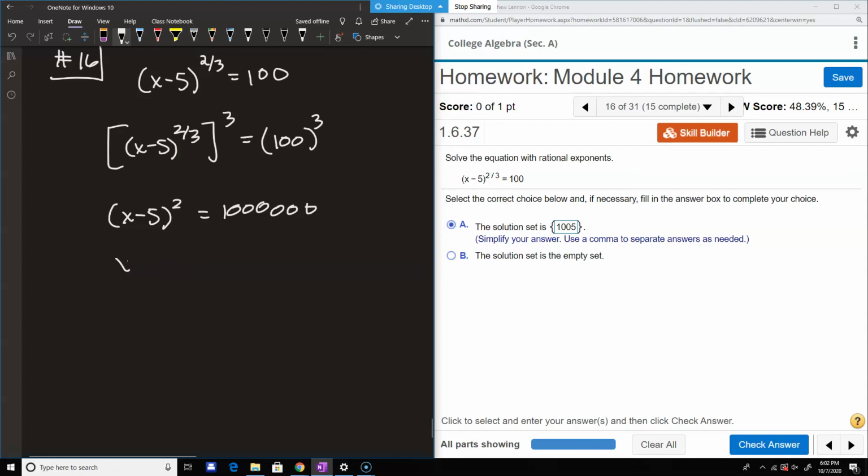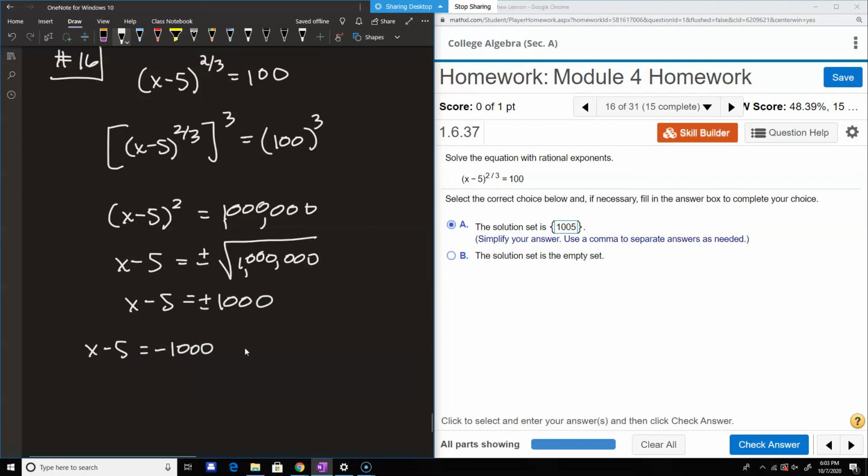So now I should get x minus 5 is plus or minus the square root of 1,000,000. So x minus 5 is plus or minus 1,000. So this is 2 equations. x minus 5 equals negative 1,000, or x minus 5 is positive 1,000. When you add 5 to negative 1,000, you get negative 995. When you add 5 to positive 1,000, you get the 1,005 that we got.